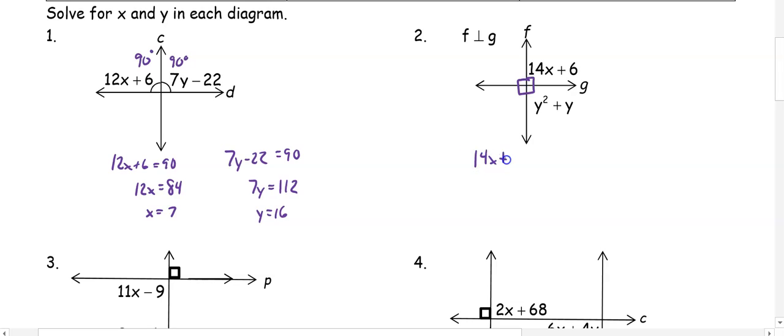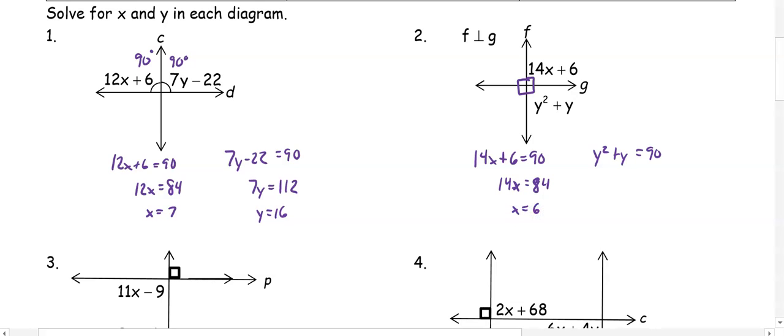So we have 14x plus 6 equals 90, and y squared plus y equals 90. So we can subtract 6 from both sides. 14x is equal to 84. When we divide by 14, we get x is 6.